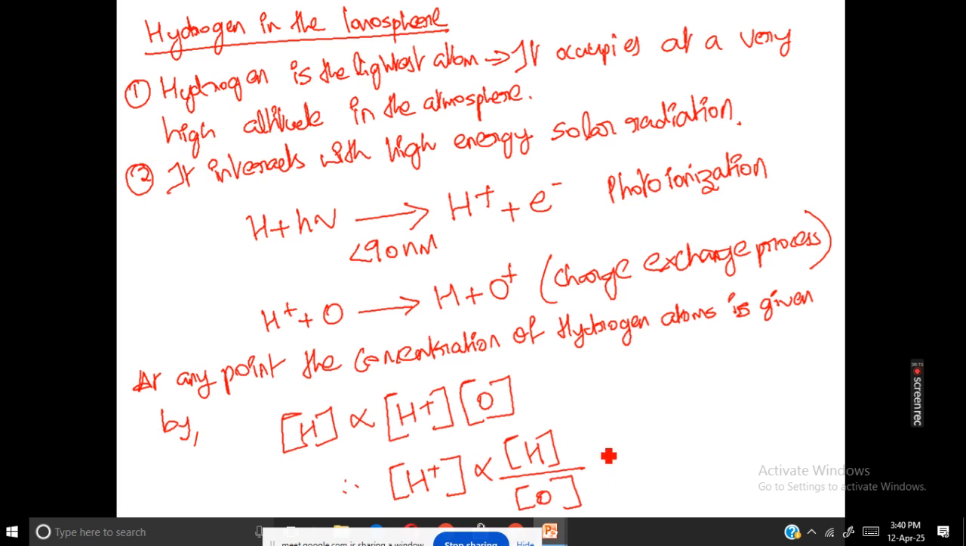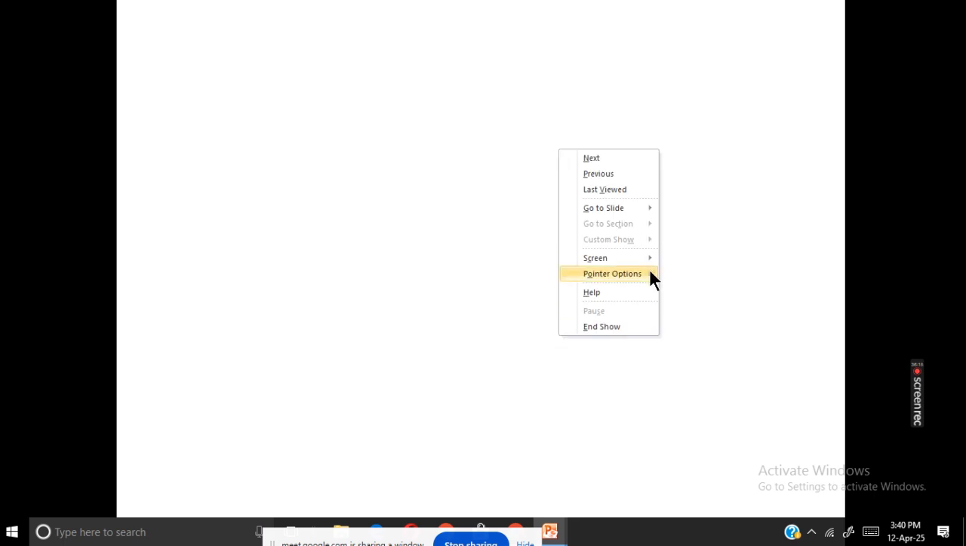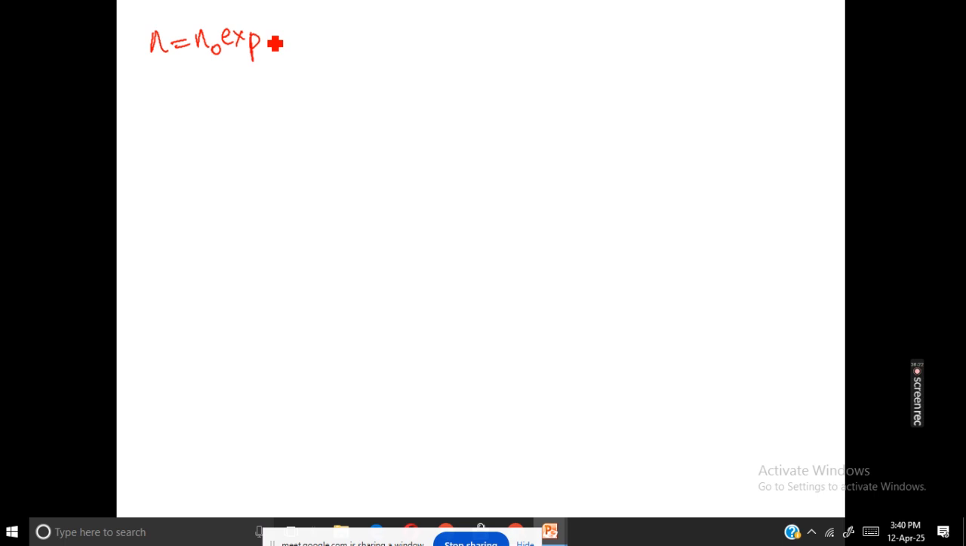So we know the number density of electrons or ions is given by n is equal to n0 exponential of minus h by H. This comes from p is equal to p0 e raised to minus h by H, and it applies to density, number density. So the scale height H, which is basically RT by mg, is a function of the particle itself.